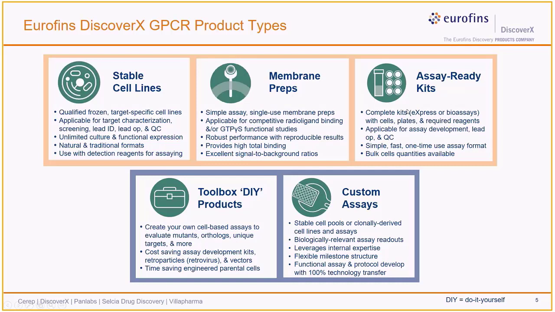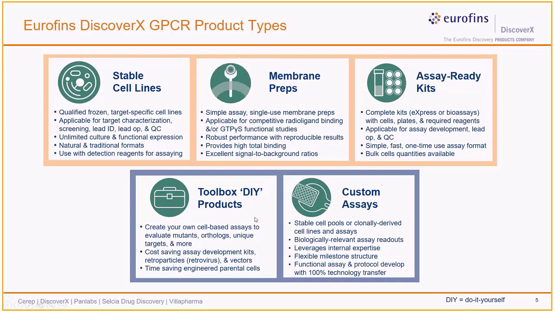Then we have our complete kits. These are called assay-ready kits. They come in two different flavors, Express or Bioassay. But in general, they contain the cells you need, one-time use, the plates, and the required reagents. And obviously they're applicable to all the different applications I mentioned on the last slide, including all the way to QC lot release, which is excellent for our bioassays.